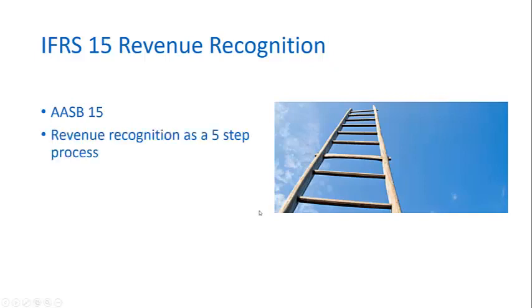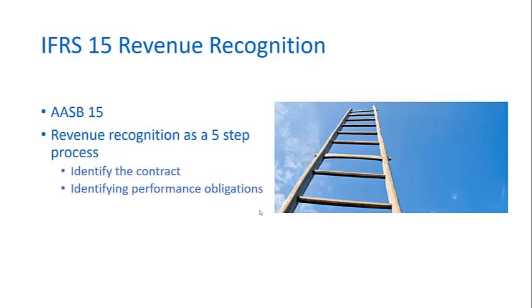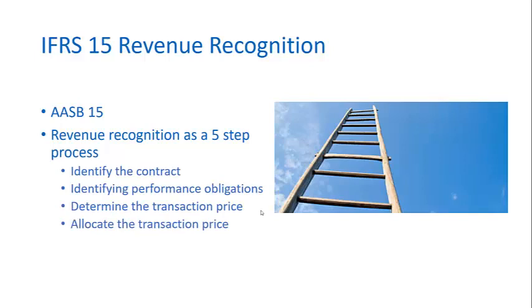The standard adopts a five-step process to the recognition of revenue, and it requires that you identify the contract, identify the performance obligations in the contract, determine the transaction price in the contract. You need to allocate the transaction price where you have different goods and services being provided, and you need to have some basis for determining when you recognise the revenue. So it's a five-stage process. So how does it start? Well, first of all, you need to identify the contract.